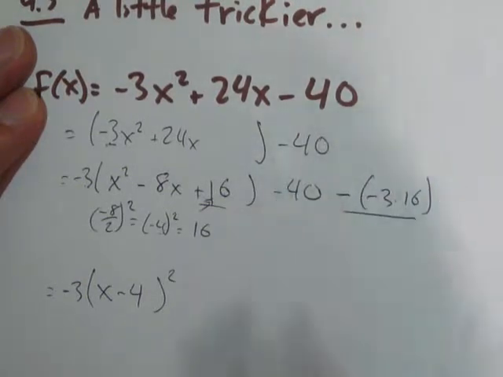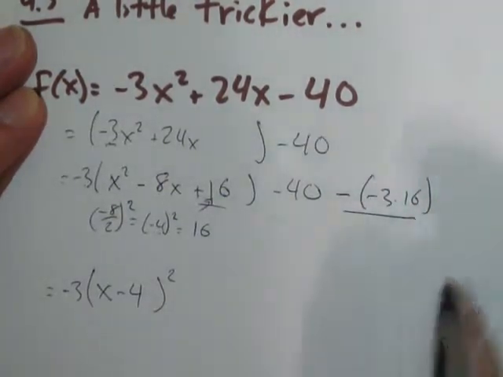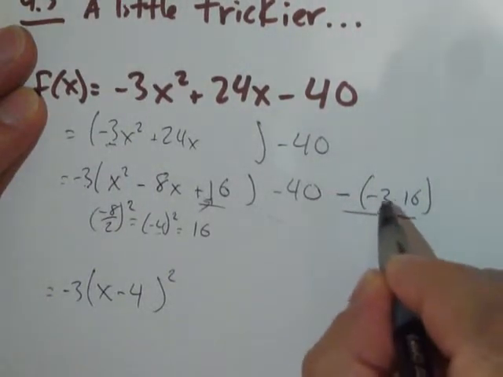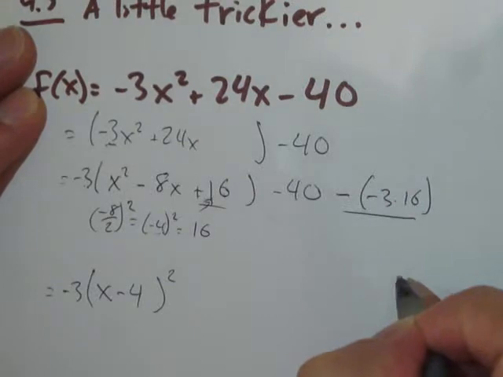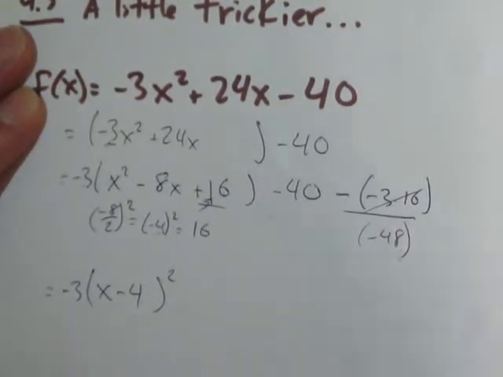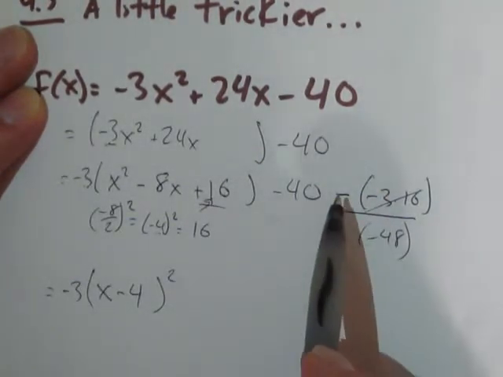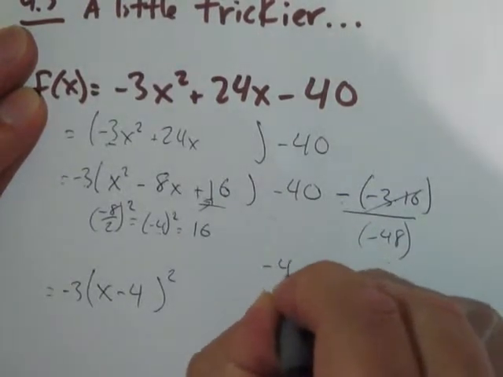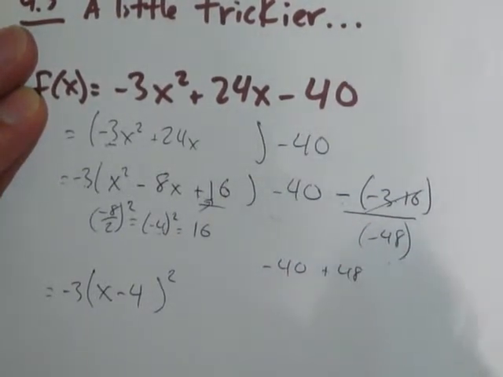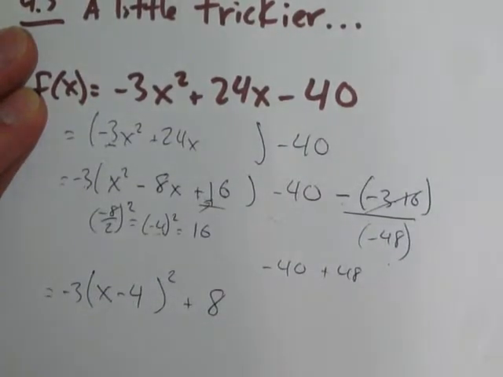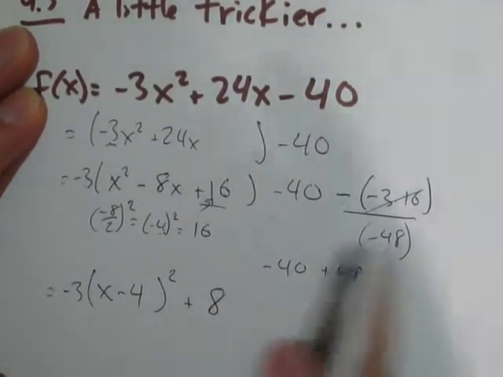Now all of this stuff. Well, let's use some of our space here to kind of help out. So just looking at this piece right here, negative 3 times 16, that's negative 48. So just this by itself is a minus 48. So we're doing negative 40 minus a minus 48. So that's like saying negative 40 plus 48, right? And negative 40 plus 48 is a plus 8, so that's going to be plus 8 here at the end. All right, so that's how that works.